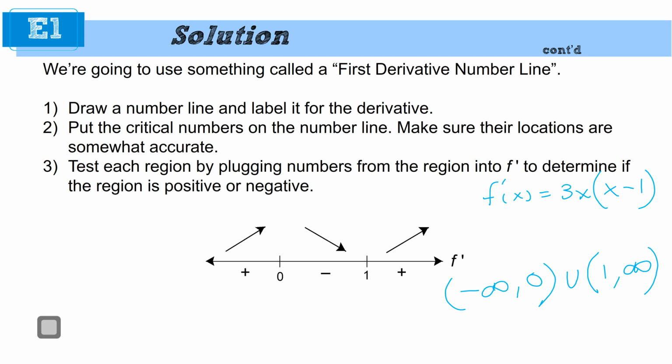Everybody agree? Or would you put brackets at 0 and 1? Do you like brackets? What's your argument for using brackets? It's a critical number, so it has a value, and it's where the slope is changing.